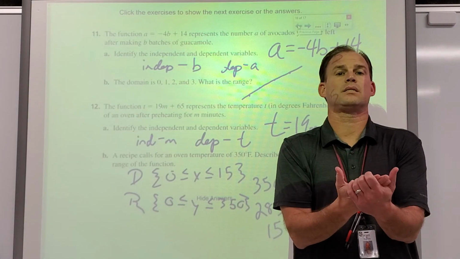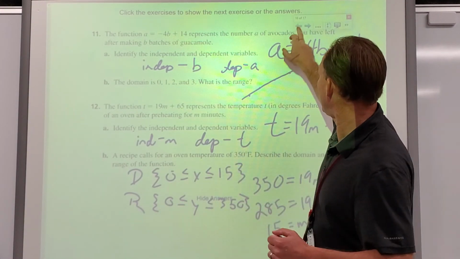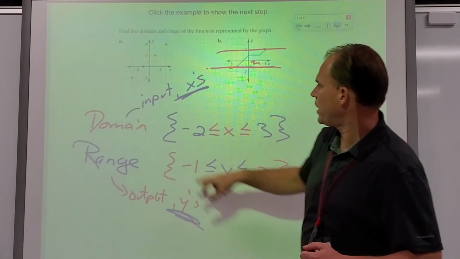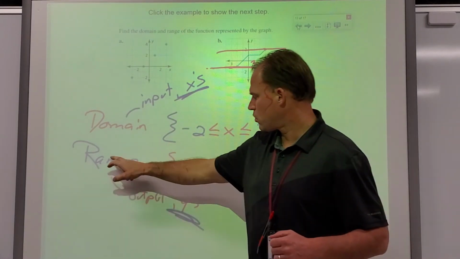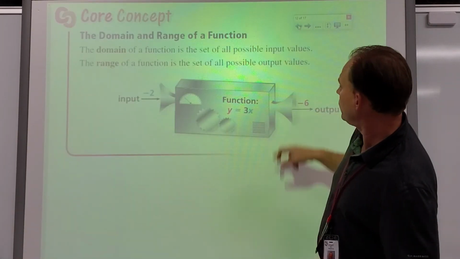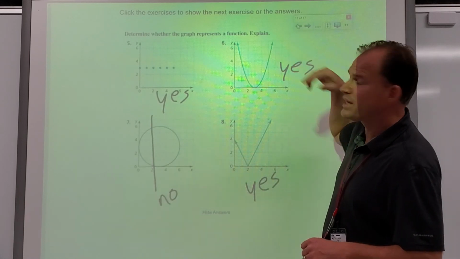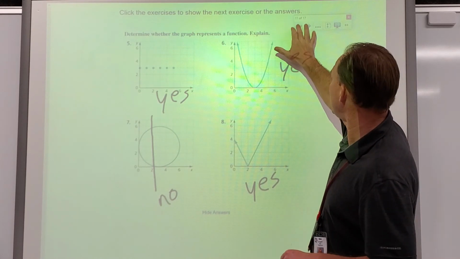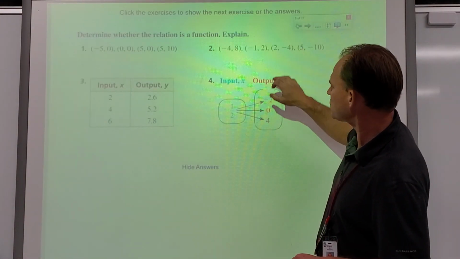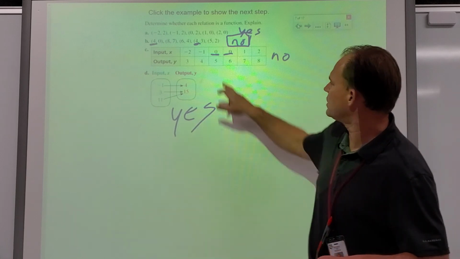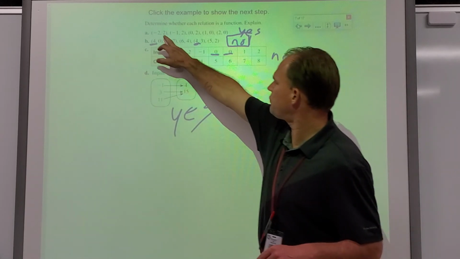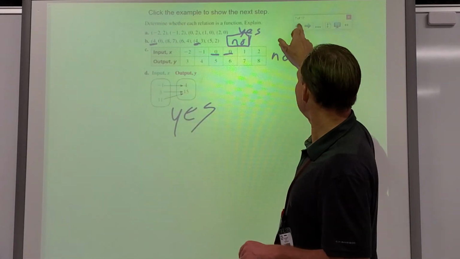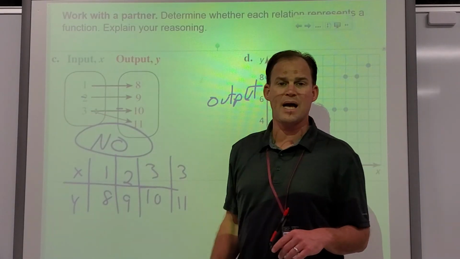So, lots of stuff here in our notes. We talked about independent, dependent. We talked about domain and range. Domain is the input or the x's, range is the output or the y's. We talked about all the different ways that we can tell if something is a function. Looking at a graph, does it pass the vertical line test? We talked about, do x's repeat? If x's repeat, it fails. If x's do not repeat, it passes. It's okay to have the same y. It is not okay to have the same x.